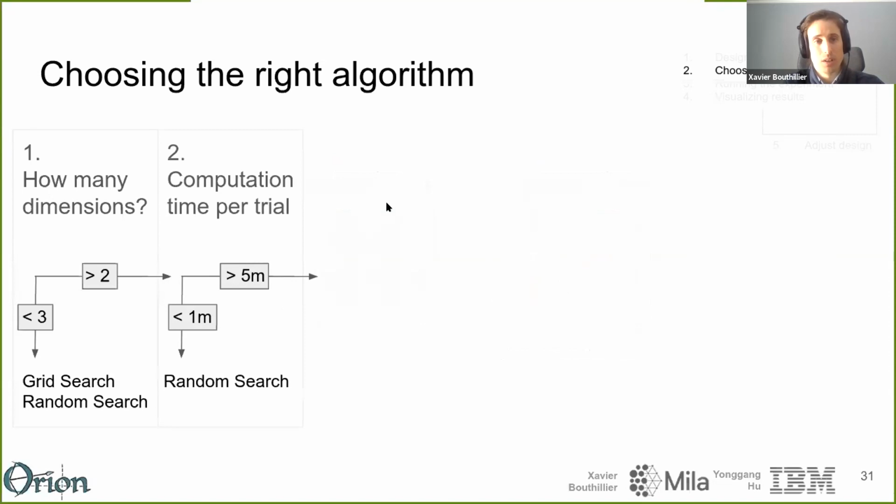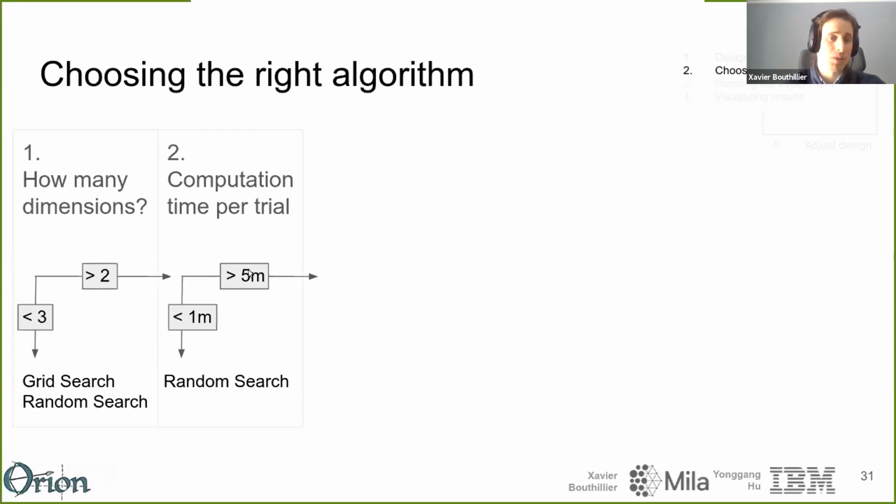Next point, computation time per trial. If running a trial takes less than a minute, then it's cheap enough that you can just brute force it. Typically, if it takes less than a minute, you should be able to afford to run 1,000 of them. So in this case, again, don't make it complicated. Just grid search will be more than enough.